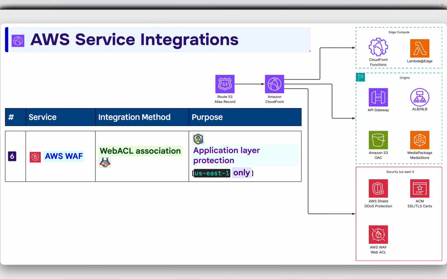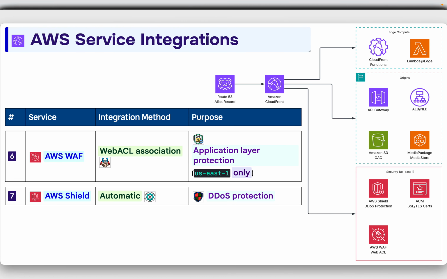Then we have AWS Web Application Firewall. This service uses Web ACL association as the integration method. The purpose is for application layer protection and it must be in the US East 1 region only. Then AWS Shield. This service integrates automatically. The purpose is for distributed denial of service protection.